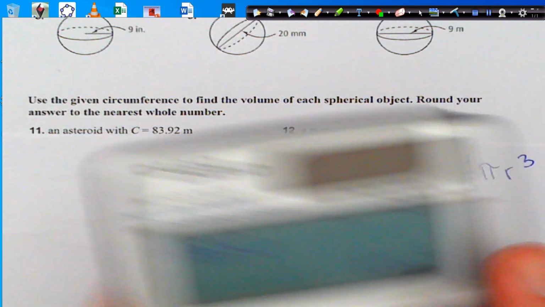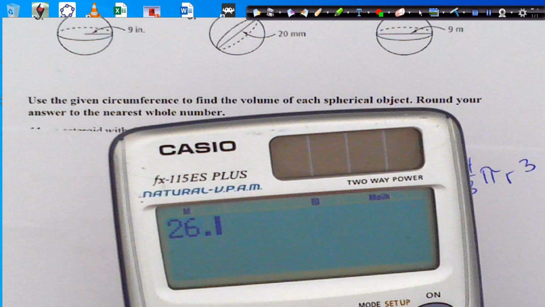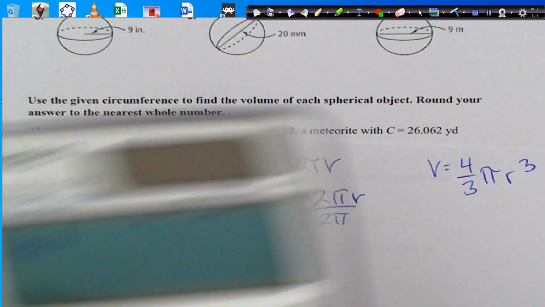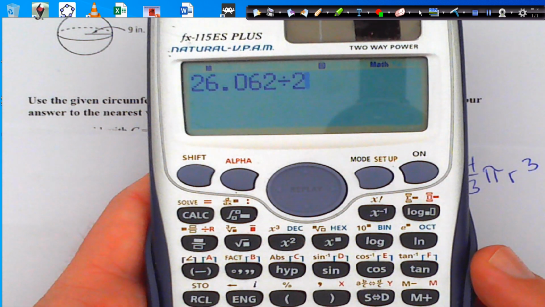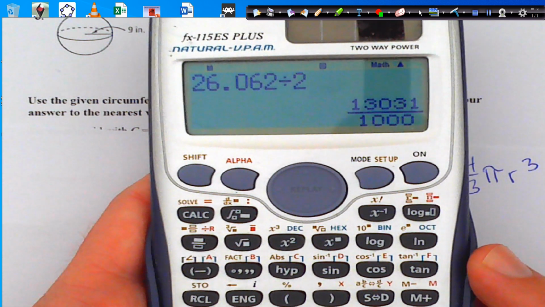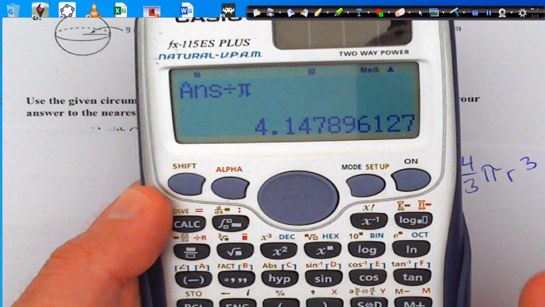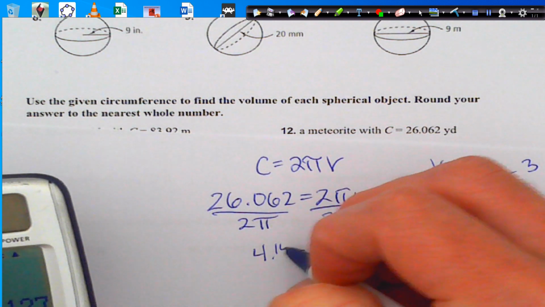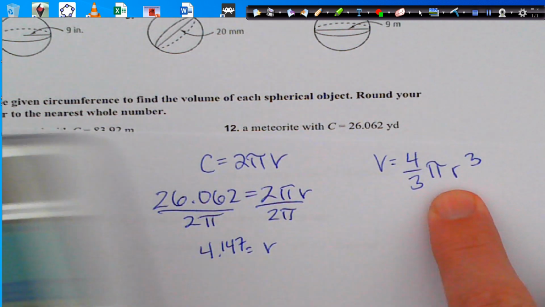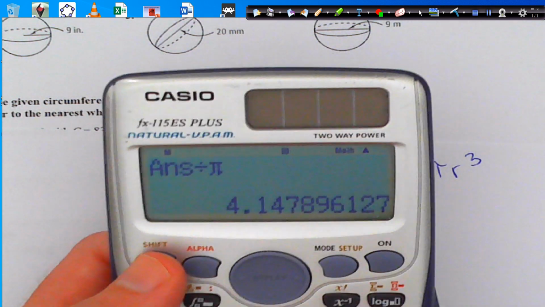So I'm going to show you how to do that in the calculator. We're going to get 26.062. I'm going to divide by 2. I like to do it in 2 steps. And then divide by the pi button. And that is roughly my radius. So my radius is about 4.147. Now I'm sneaky because I know that's going to go right over here, but I'm just going to leave it in my calculator. I'm automatically going to raise it to the third power.